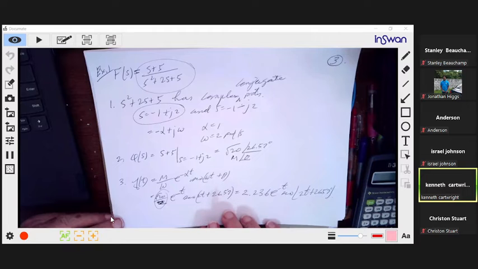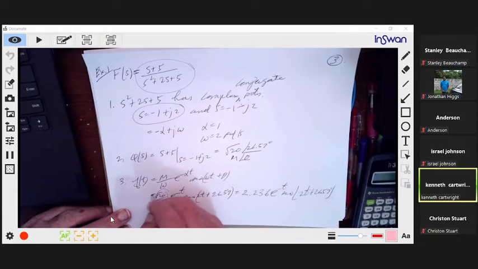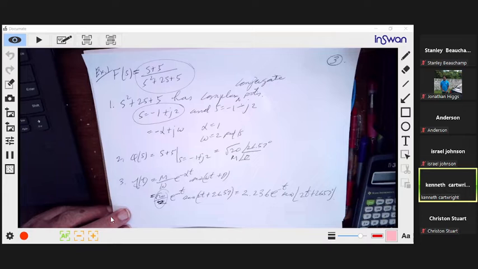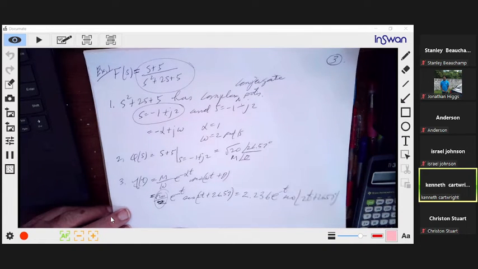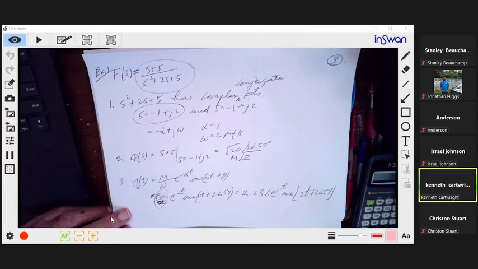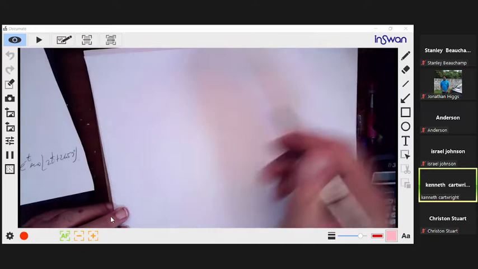Any further questions concerning the method? Okay, let me let you do one example and then I'm going to move on.